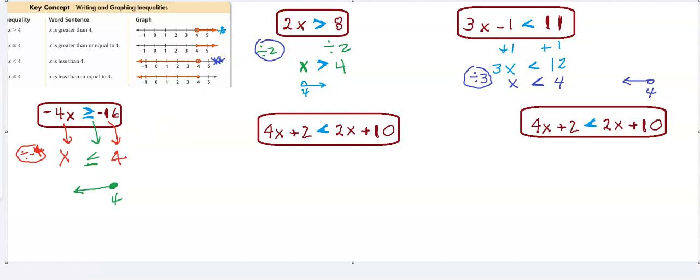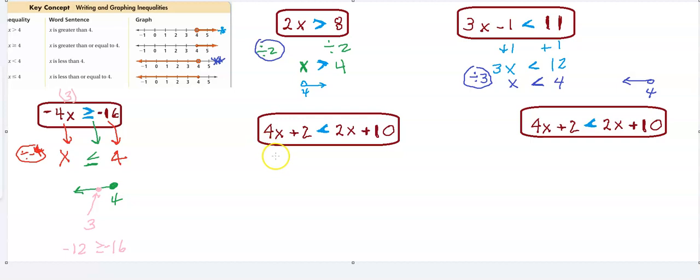Now if you'd like, you can check by just grabbing a number over here, like 3 would be on this graph, and put it back in the original problem if you like. -4 times 3 is -12, and -12 is greater than -16. So we could actually test it out to see if it actually works in the original problem.